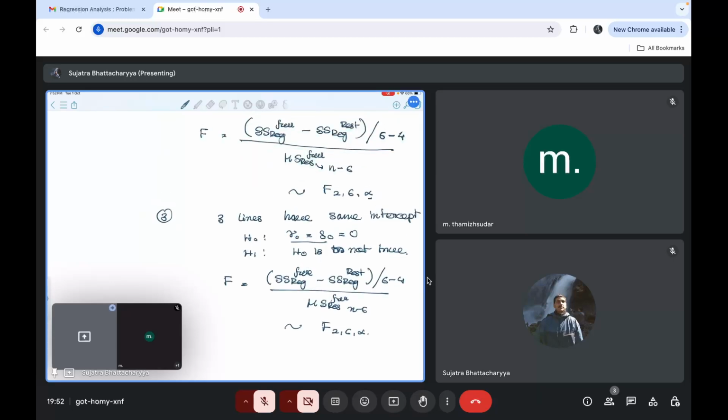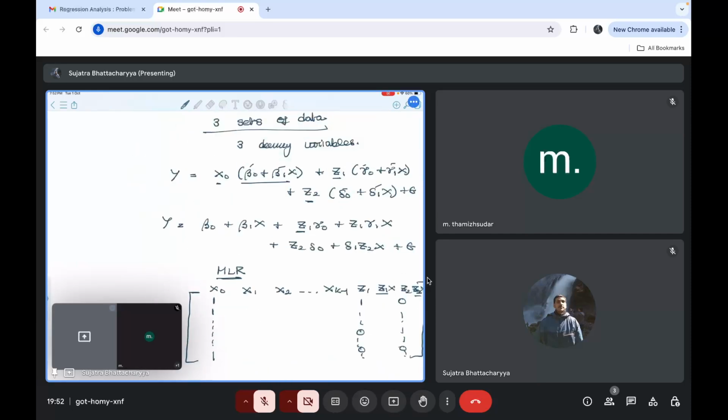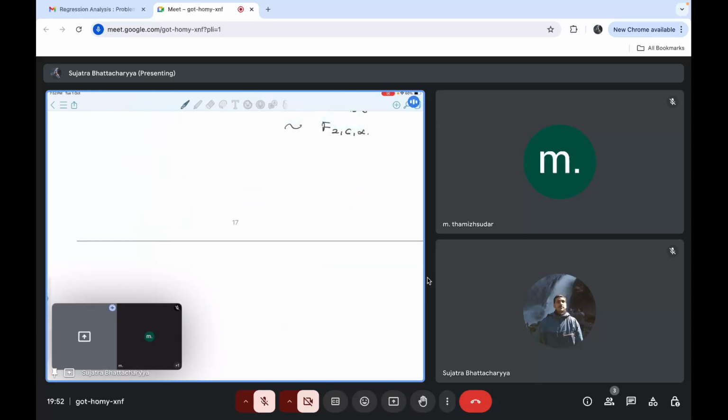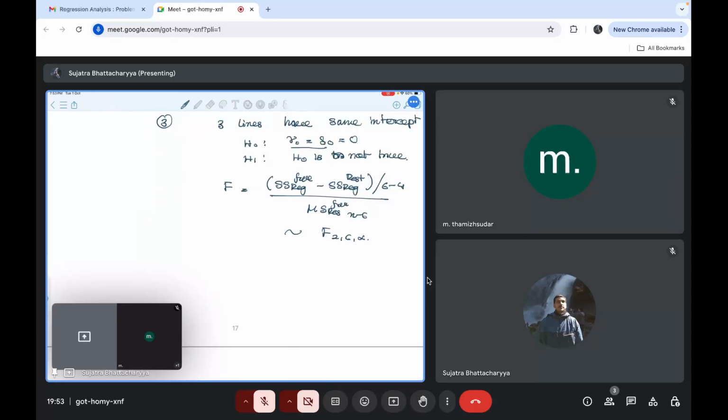Fine. So just I quickly tell you why I'm writing this same intercept. Look at this model. Same intercept means for all the cases beta naught will remain, gamma naught and delta naught will not remain. Then only it will be same intercept, beta naught. So gamma naught and delta naught have to be put to 0 in the H naught. So that's why this hypothesis is created.